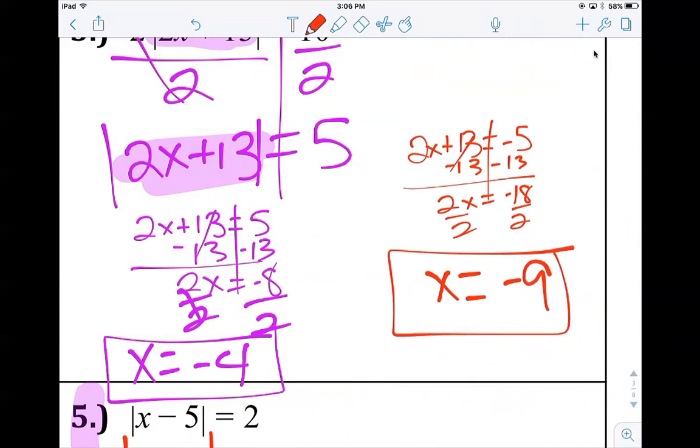And then we can go back and check it by plugging it back into the original, or you could just plug it back into this condensed form. So if we plug -9 in, 2 times -9 is -18. -18 plus 13 is, well, excuse me, -18 plus 13 is -5, but -5 with the absolute value is +5. So that works out. Same thing if we plug in -4, 2 times -4 is -8. -8 plus 13 is 5, and the absolute value of 5 is 5.